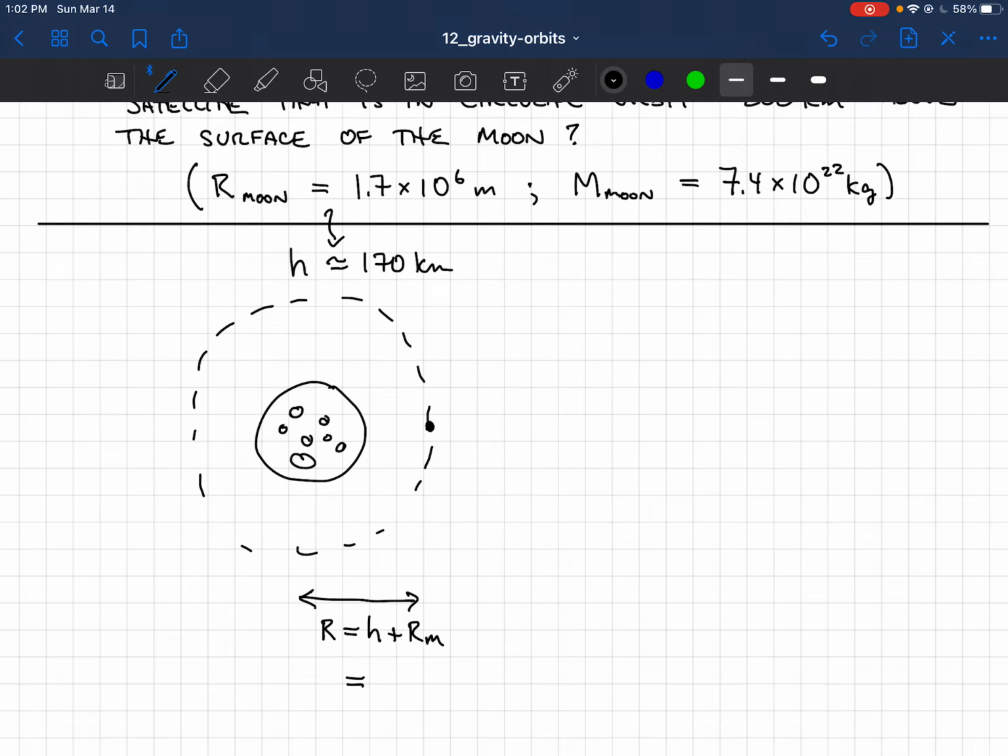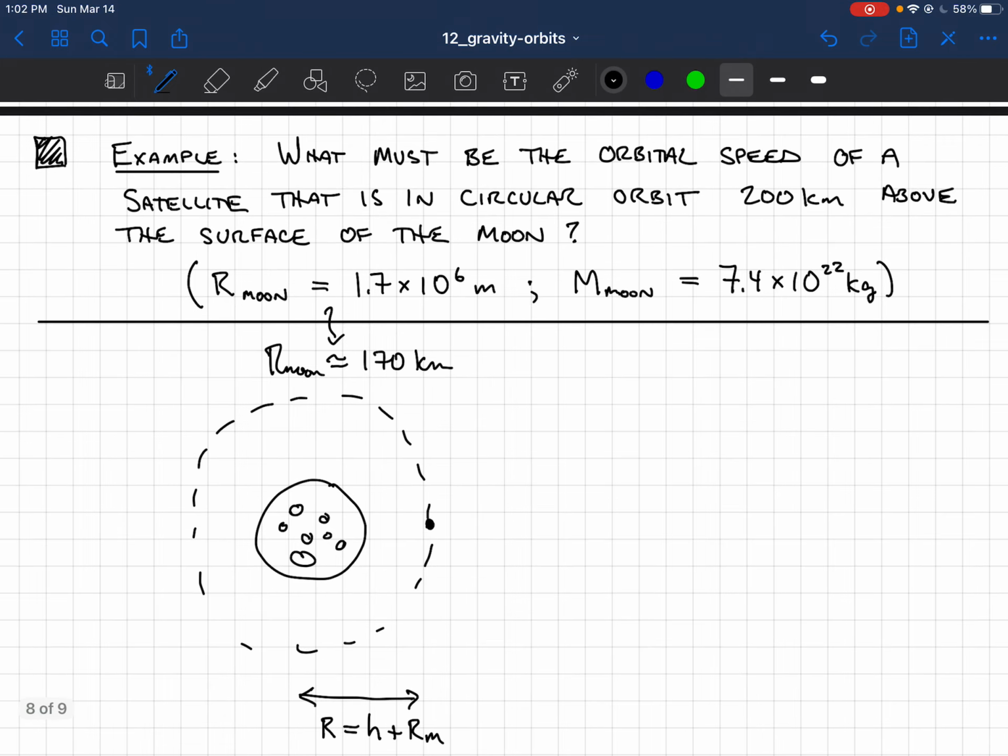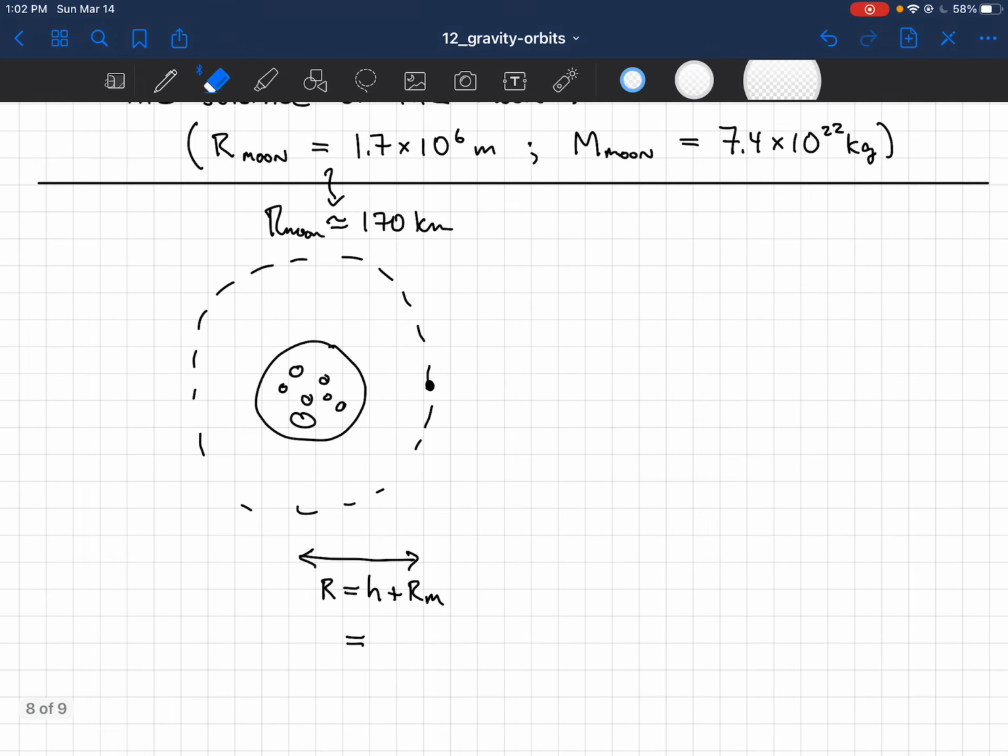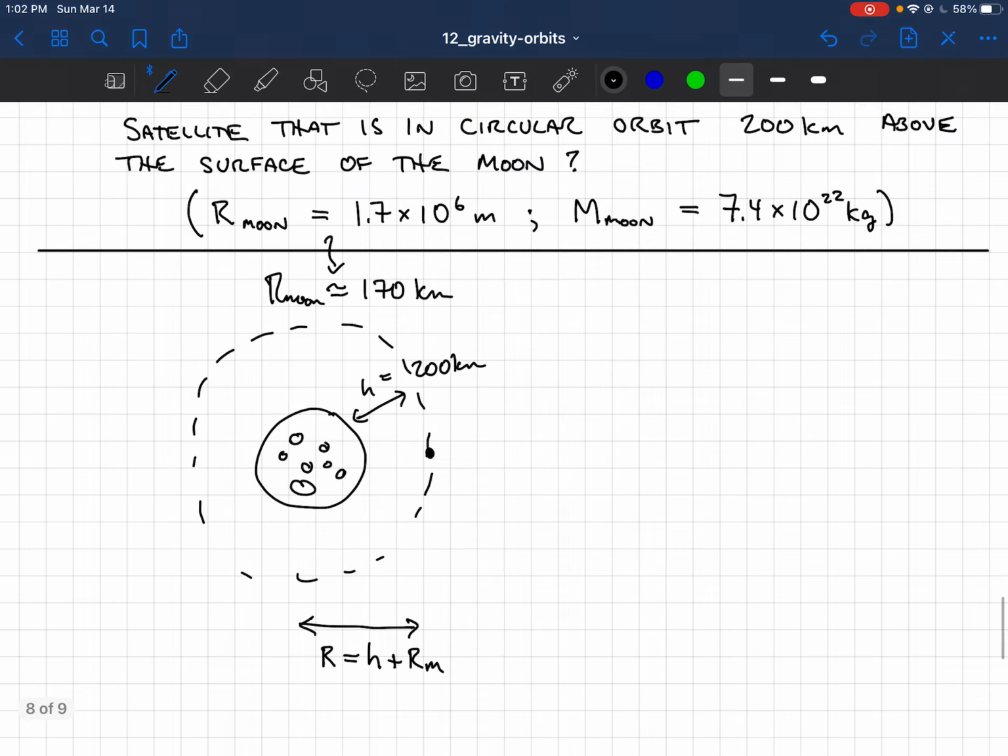So let's call this our moon. And then h is going to be 200 kilometers. So let's put h in here in our picture, 200 kilometers there. So the distance that we're looking at, let's actually go bigger. The radius of the orbit is h plus the radius of the moon. This here is our moon.